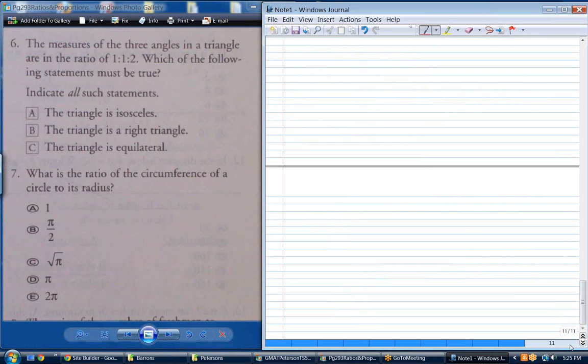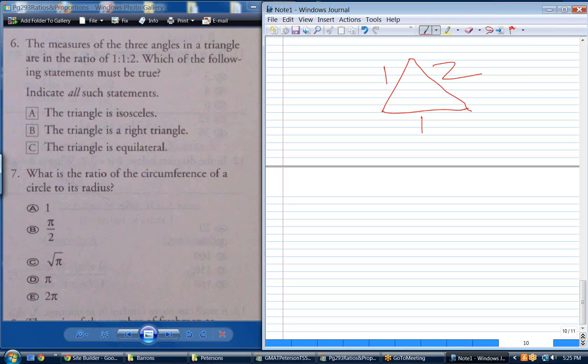Now, the 3 angles in a triangle are in the ratio of 1, 1, 2. Which of the following statements must be true? That the triangle is isosceles, I would say that was true, because that means two sides are the same. Isosceles merely means two sides that are the same. So that one has to be true.